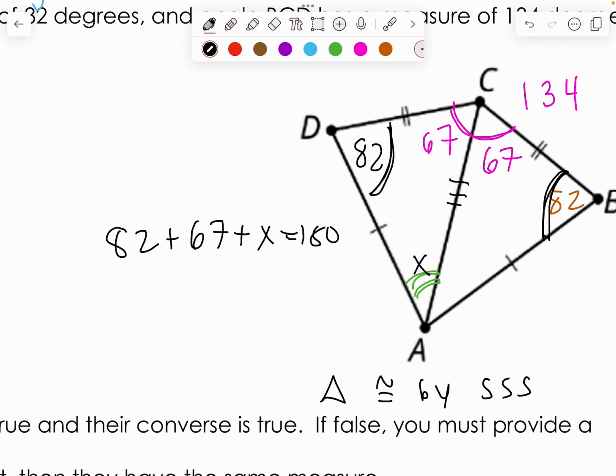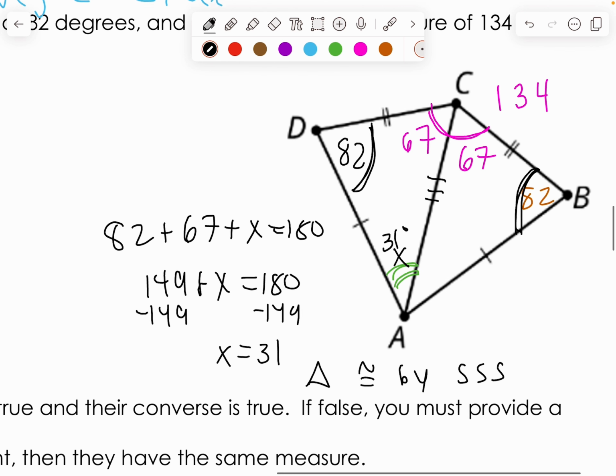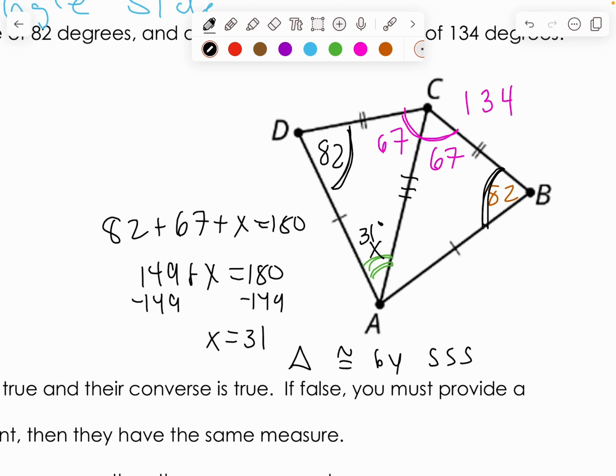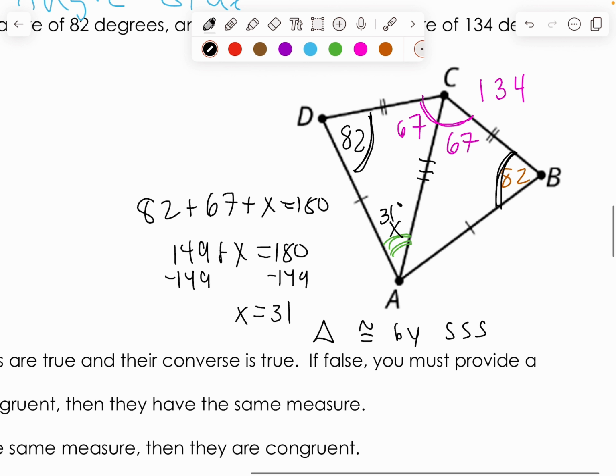Call this bottom angle X. We know two angles, we can find the third. So that's pretty cool. Using corresponding parts of congruent triangles, the properties of angle bisector, and then just triangle sum theorem. It's pretty cool.